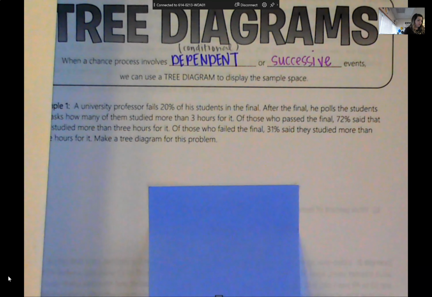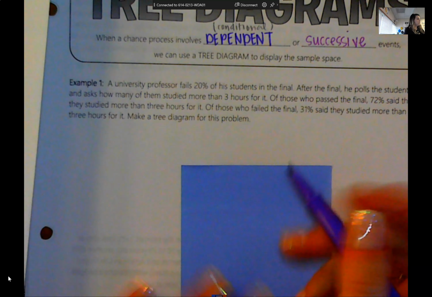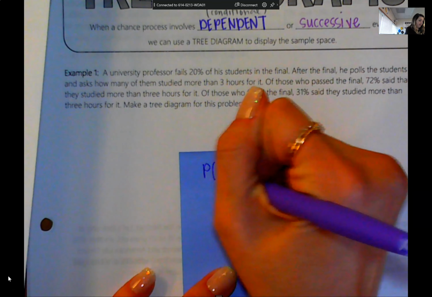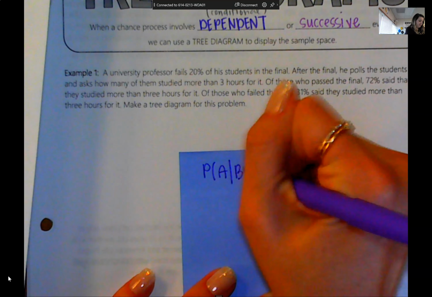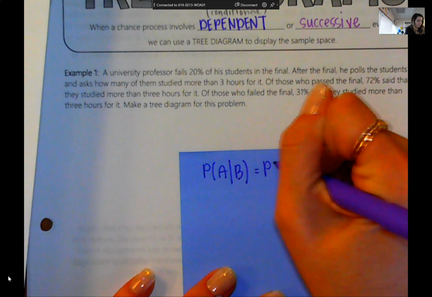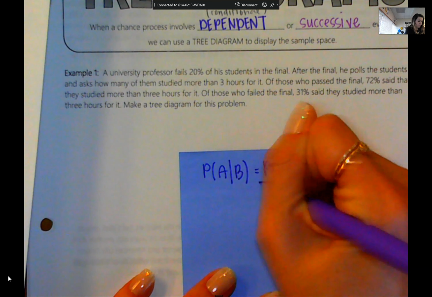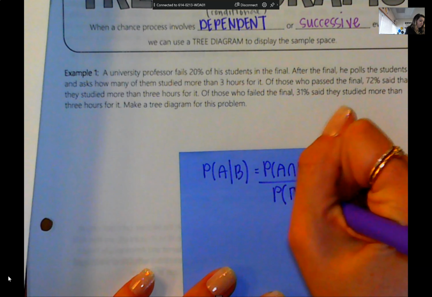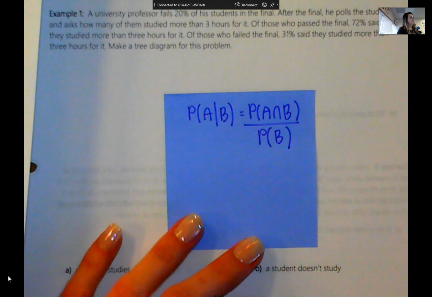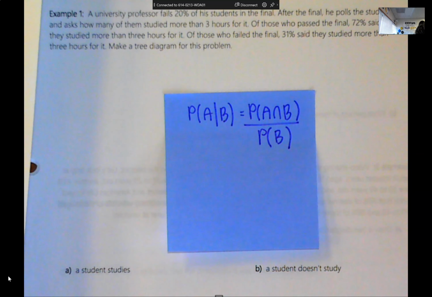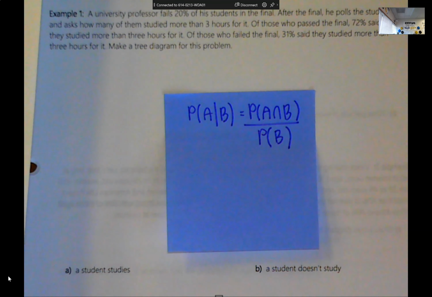So I'm going to use that today. I'm going to write this down on my Post-it note so I can move it around where I need it. The probability of A given B is the probability of the intersection over the probability of the given event. So this is from notes from last time. It's conditional probability.